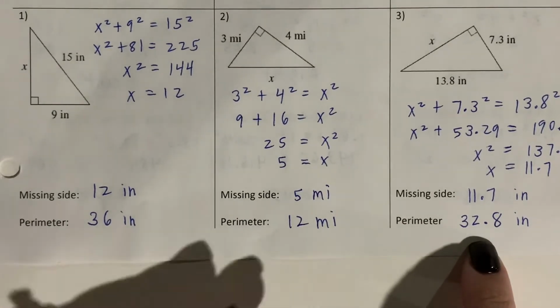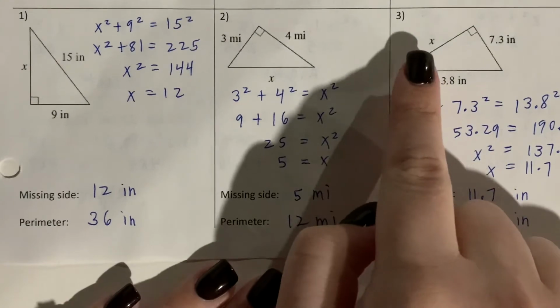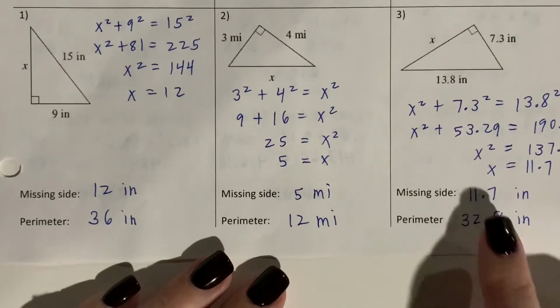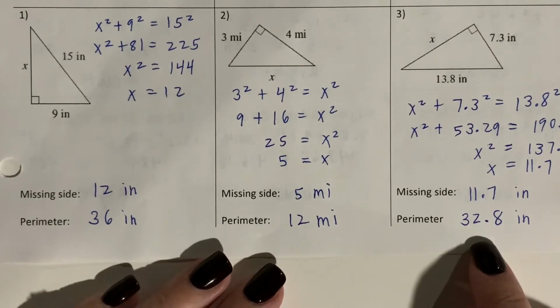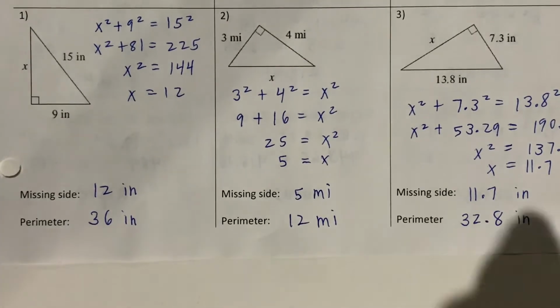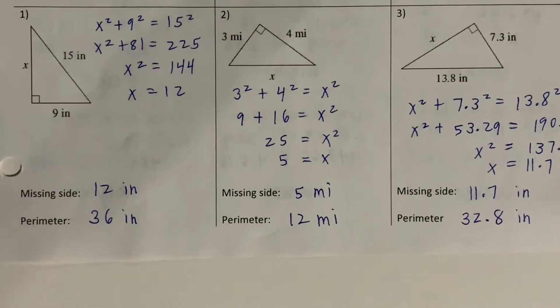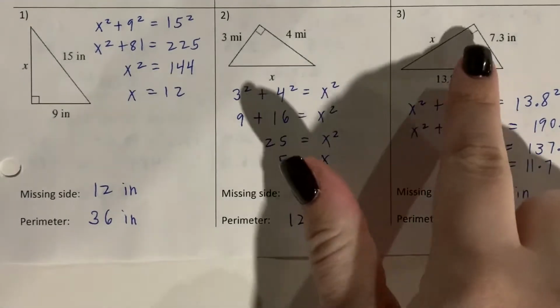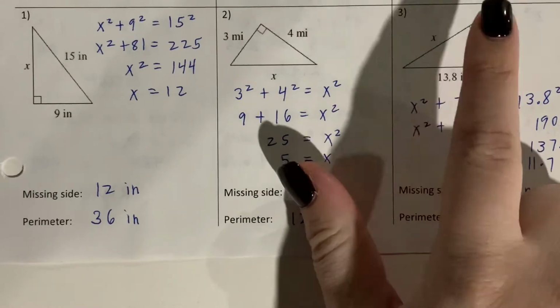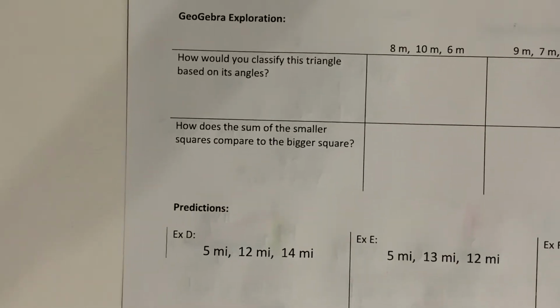And the third You-Try, I got some decimals. I was missing my leg here, and I found that that missing leg was 11.7 inches, and the perimeter was 32.8 inches. So now that we know about the Pythagorean theorem and we know that it only works for right triangles, let's see if we can make some classifications on the back side about some other types of triangles.